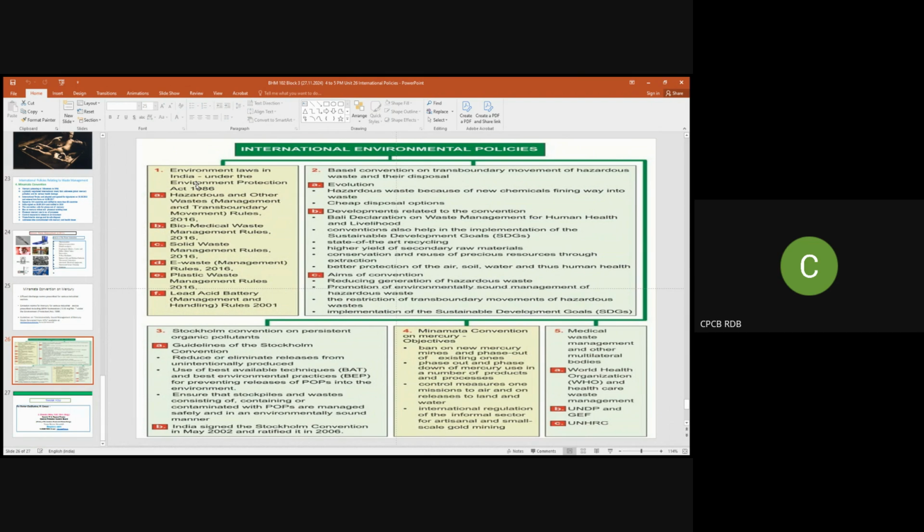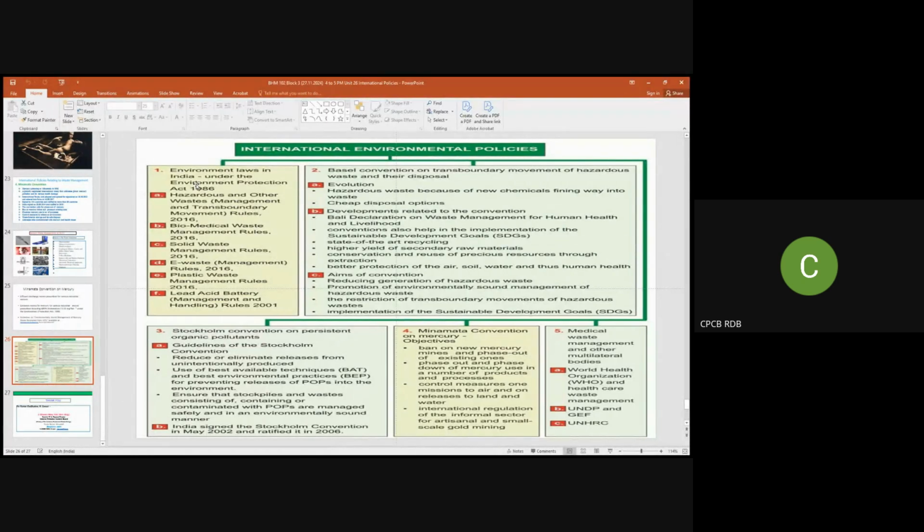And we have the Stockholm Convention on control of persistent organic pollutants, and various guidelines are there. Various rules have been framed by the Government of India also because India is a signatory to the Stockholm Convention. India signed this Stockholm Convention in May 2002 and ratified it in 2006. And when it comes to the Minamata Convention, it is meant for control of mercury. The main objective is to ban new mercury mines and phase out existing ones, and phase out and phase down mercury use in a number of products and processes, and various control measures need to be taken, including emissions to air and releases to land and water.